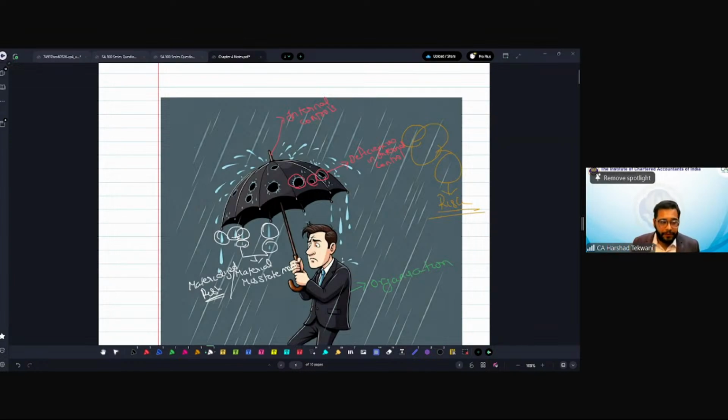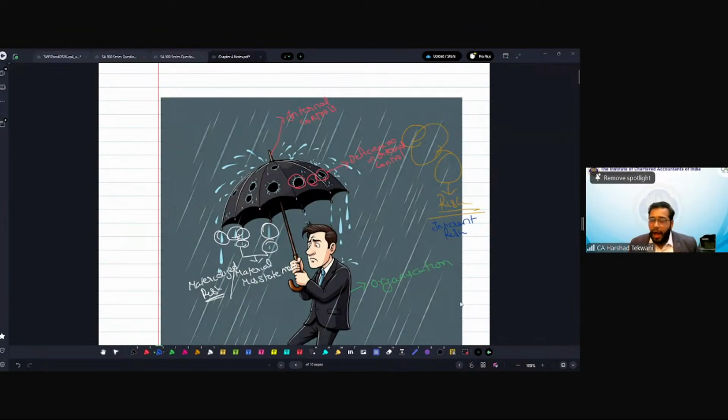And if I add something more to this particular image, this rain is not only risk but inherent risk. The risk that the misstatement will be there, the risk that the financial statements will be materially misstated. This particular inherent risk can be at the financial statement level or at the assertion level. We have discussed what is financial statement level and what is assertion level.